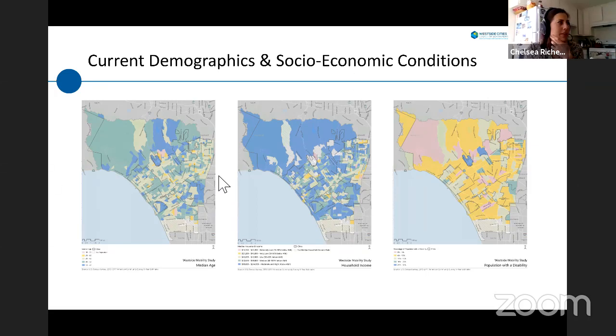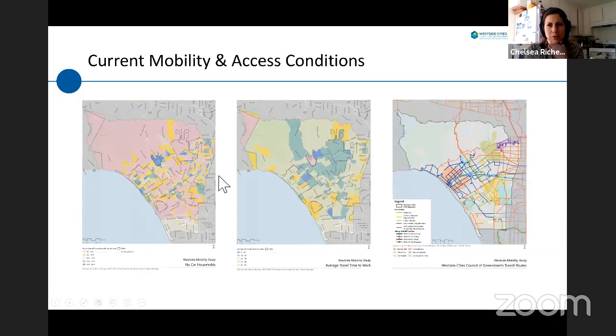So we also looked at the mobility and access conditions. And I don't know if everyone can see, there we go. Okay, it just changed for me. So again, from left to right, the overarching patterns here, the two maps on the left are the same color scale. And I'm sorry, the middle map is actually a different color scale, where the pink is the more concentrated, the higher amounts of time, and blue is the lower amounts of time.